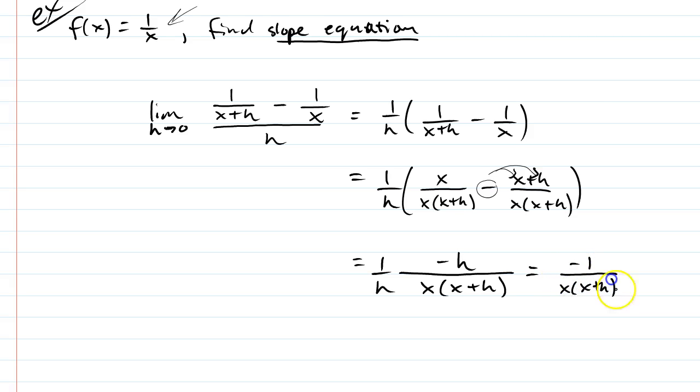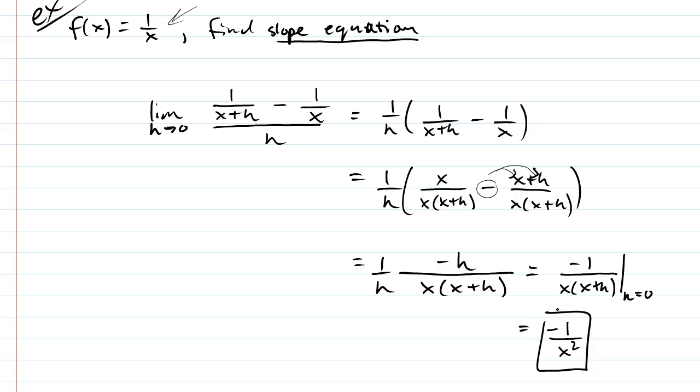At this point, we're going to let h equal 0 because we've removed the discontinuity. If we had plugged 0 back in here, we would have gotten 0 over 0, which is a hole, or a removable discontinuity. But now we're just going to plug 0 in because we don't have that issue anymore. If we do that, we have negative 1 all over, and it'll just be x times x, which is x squared. So here's why we like the slope function.